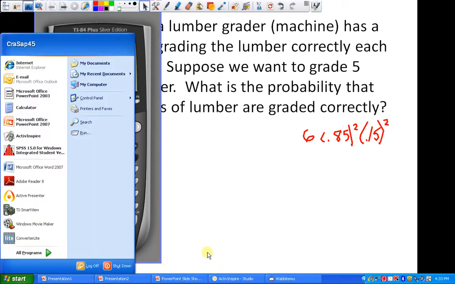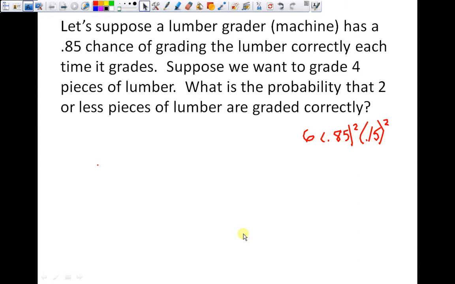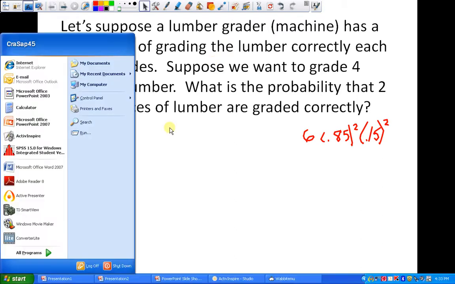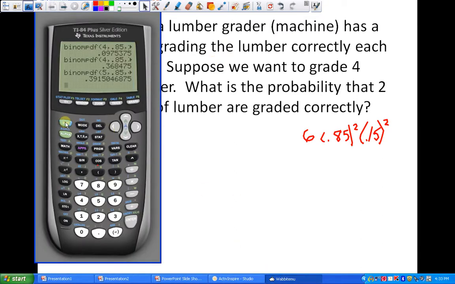So now we have a different problem. It says, what is the probability that 2 or less pieces of lumber are graded correctly? We're checking 4 pieces. 2 or less. So we have to think about what 2 or less means. That means 2, 1, or 0. You can get 0 successes, which means the machine graded all of them incorrectly, you could get 1, or you could get 2 to satisfy this condition. So if you do binomial PDF, you can add up these 3 probabilities.